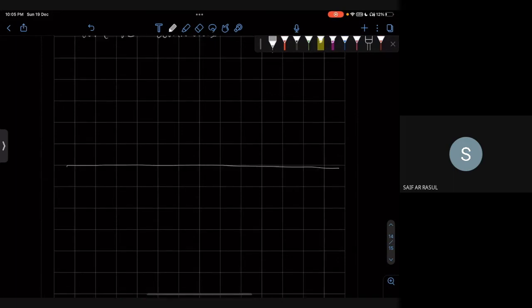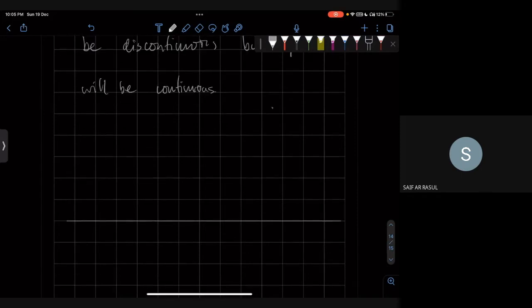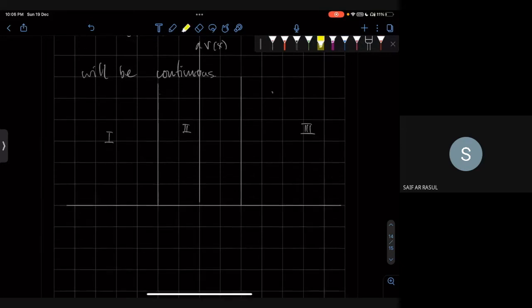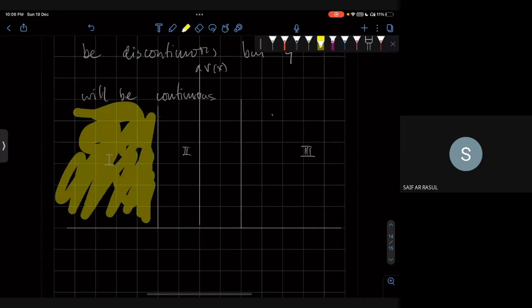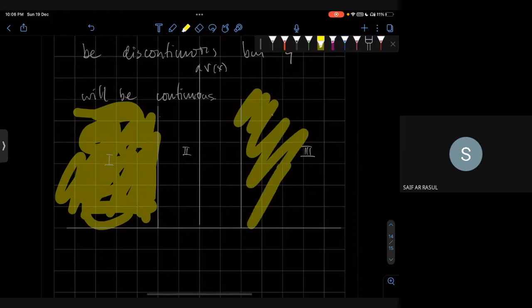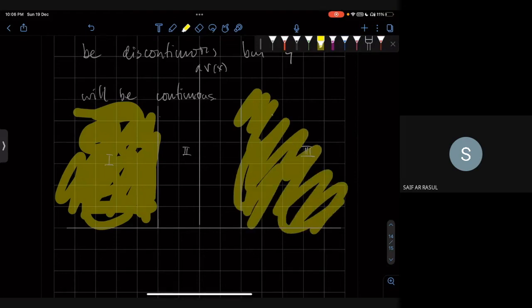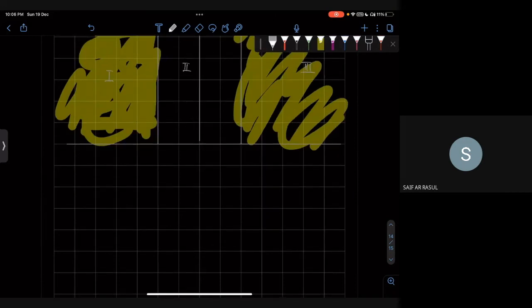So it has three regions: the left region, the middle region, and the right region, right? So let's call this region 1, this is region 2, and this is the potential V of x. This is region 3. And let's color the region where the particle cannot exist with yellow. So let's write down the Schrodinger equation in these three regions.